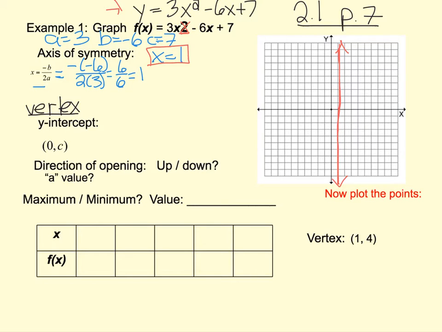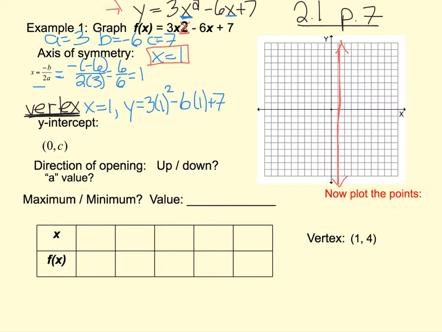Now I need to find my vertex. Well, remember, x equals 1 is the x portion of my vertex, and to find the y portion, I want to use my function. So in my function up here, wherever there's an x, I'm going to substitute in a 1. So I'm finding out what y equals when x equals 1. So my function is 3x squared. I'm going to write it as 3 times 1 squared, minus 6 times 1, and then plus 7.